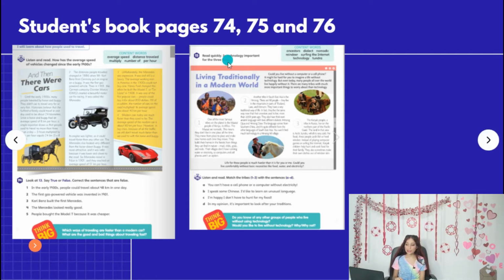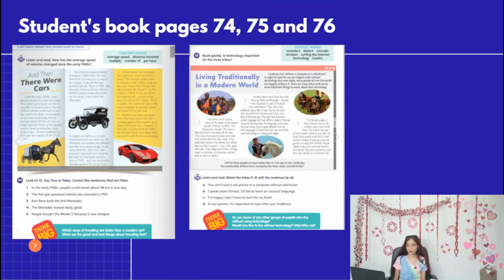Now, activities on page 75. Activity 15 says, read quickly. Is technology important for the 3 tribes living traditionally in a modern world? So you have the content words. You can find them in a dictionary if you want to understand the reading pretty well. And you are going to listen to this, and we're going to come back to finish with activity 16. So let's listen really carefully. Student's Book, page 75. Activity 16.